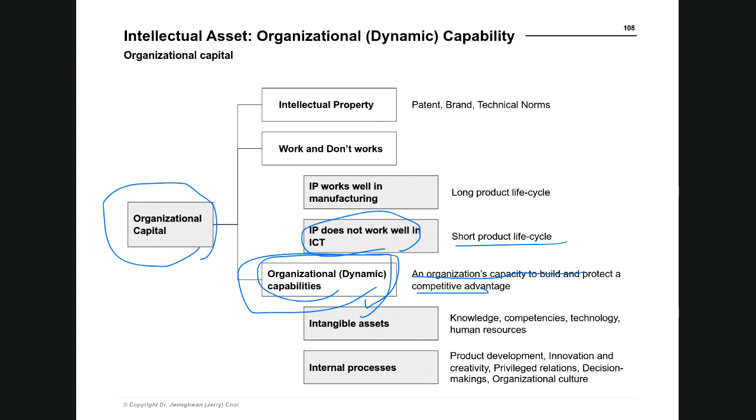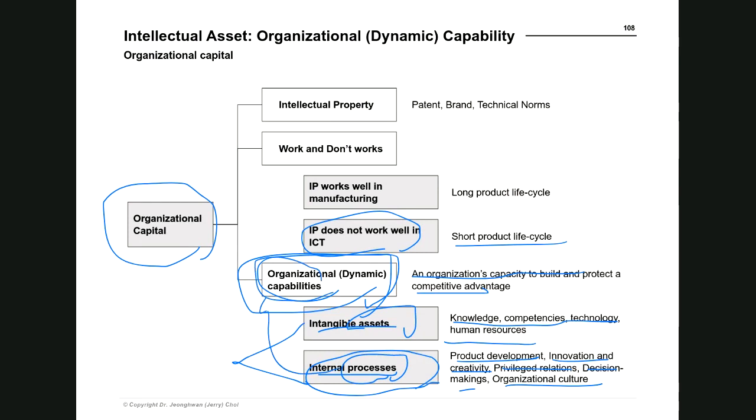So there are two different types of organizational assets or organizational capability: intangible assets and the internal process. Intangible assets are knowledge, competency, technology, human resources, intangible things we cannot see. And there is the internal process: the product development cycles, the innovation process, creativity process, relations, decision making process, procedures, and a few aspects of organizational culture. This will compose the organizational capability, and that is materialized as organizational capability. And organizational capability, organizational capital, is another source of competitive advantage.